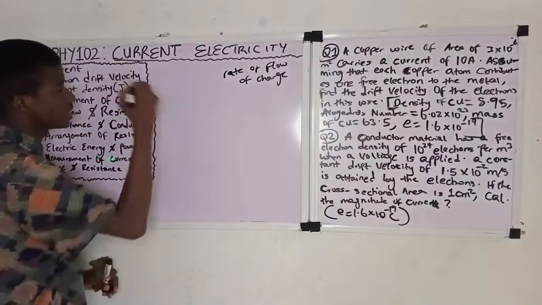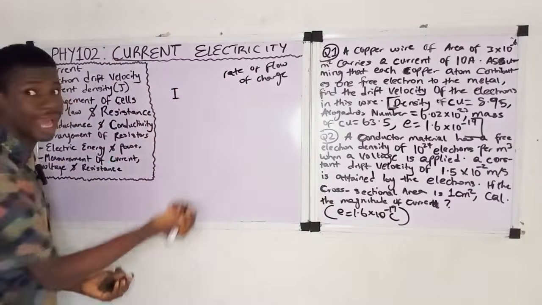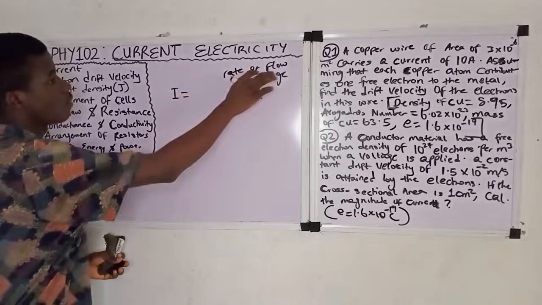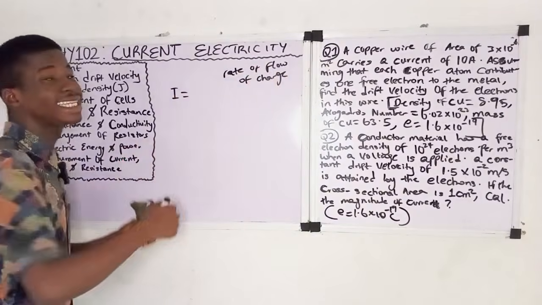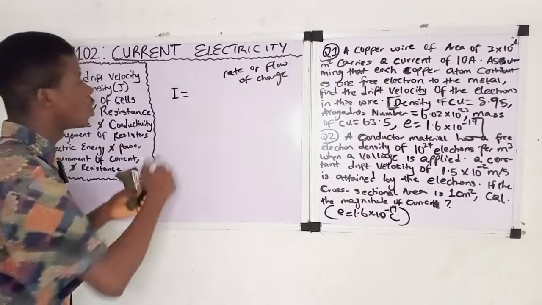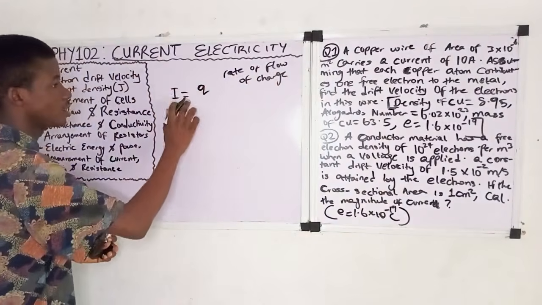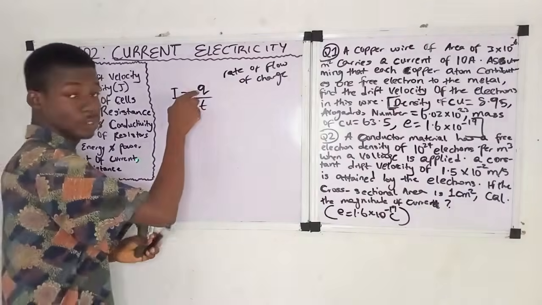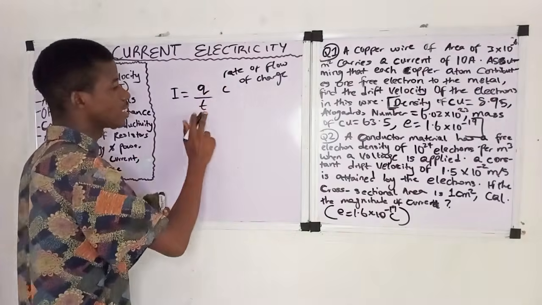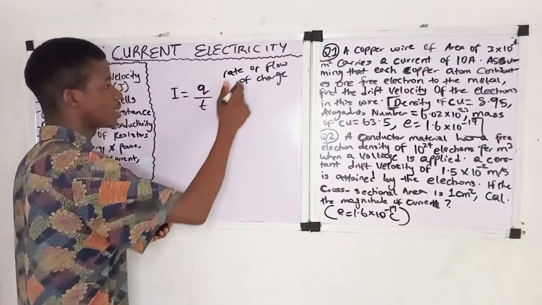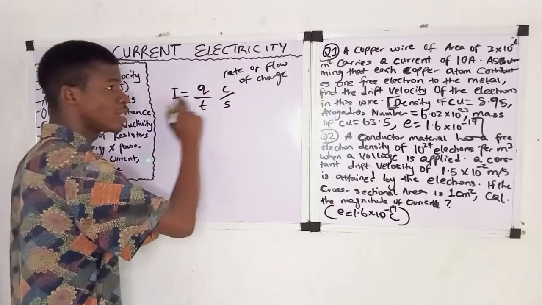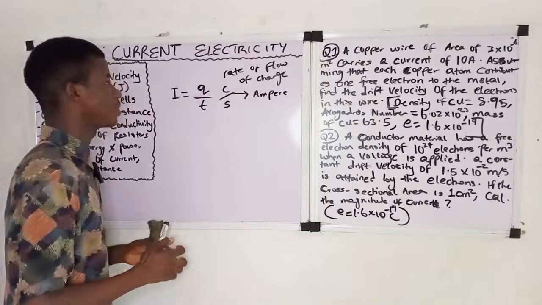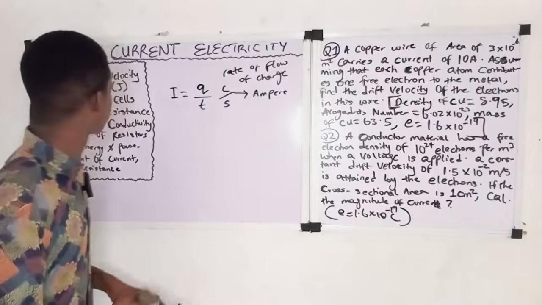Current is represented by the symbol letter I. So current is the rate of flow of charge, or the time rate of flow of charge. That means current is equal to charge over time. What is the SI unit of charge? The SI unit of charge is coulomb. The SI unit of time is seconds. So coulomb per second is the SI unit of current, which is also called ampere. Therefore, ampere is the SI unit of current.